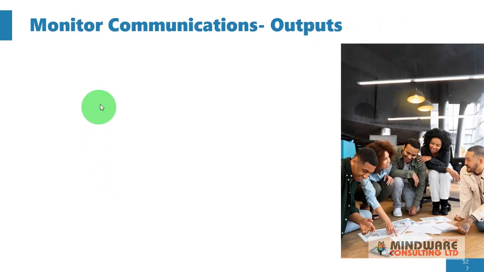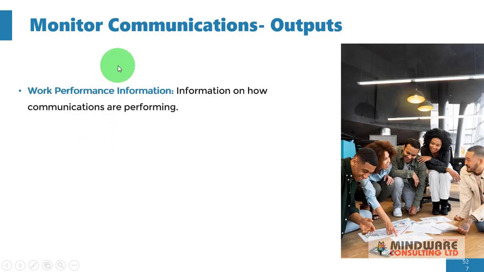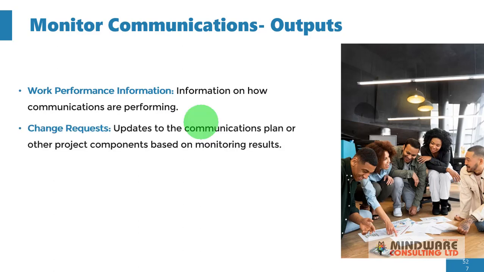So what are the outputs of this process? Firstly is the work performance information, information on how communications are performing. This is also very necessary. It helps you know how we're doing as far as information dissemination is concerned. So work performance information is an output here.